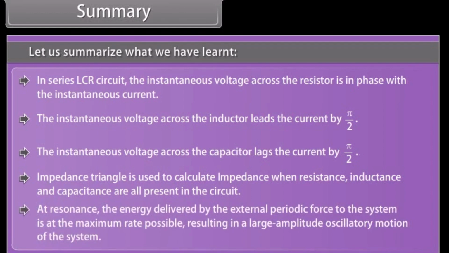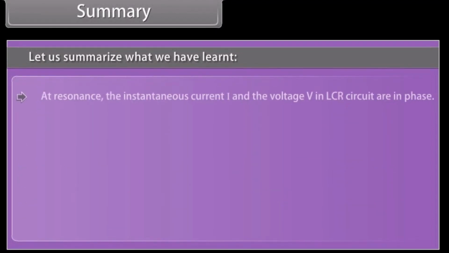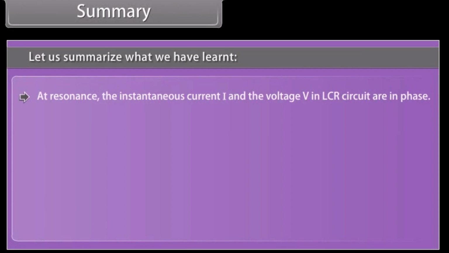At resonance, the energy delivered by the external periodic force to the system is at the maximum rate possible, resulting in a large amplitude oscillatory motion of the system. At resonance, the instantaneous current I and the voltage V in the LCR circuit are in phase.